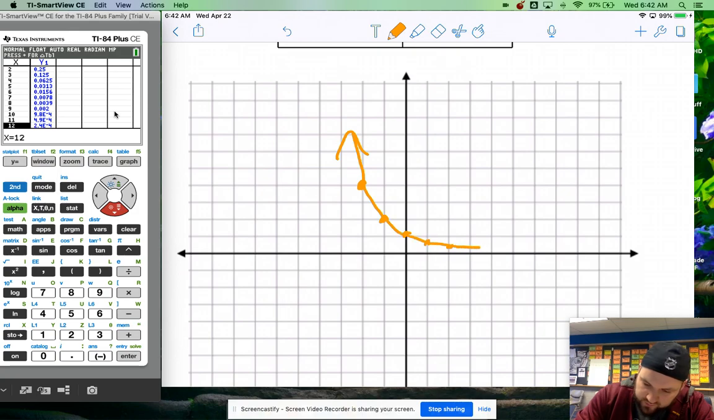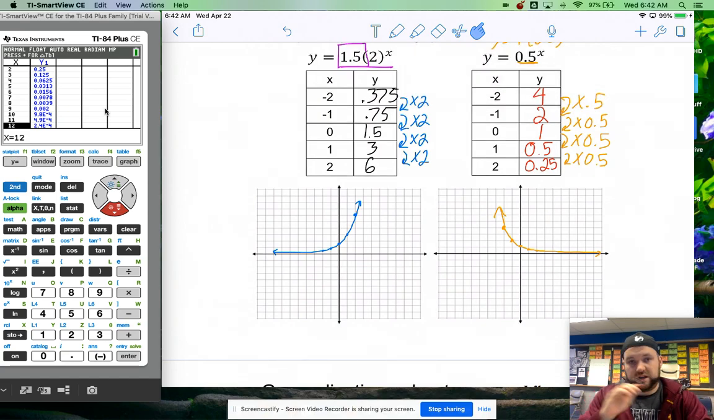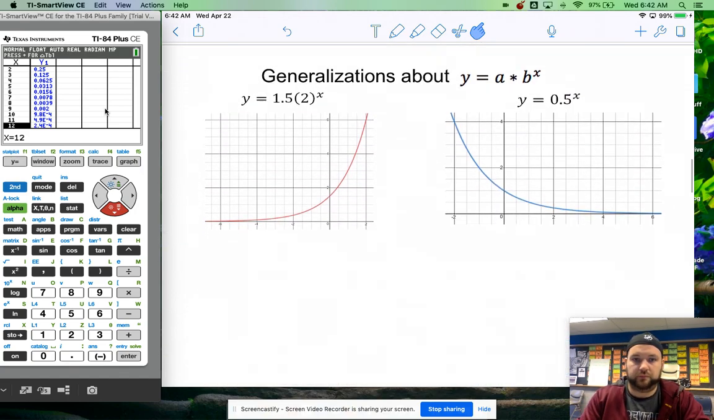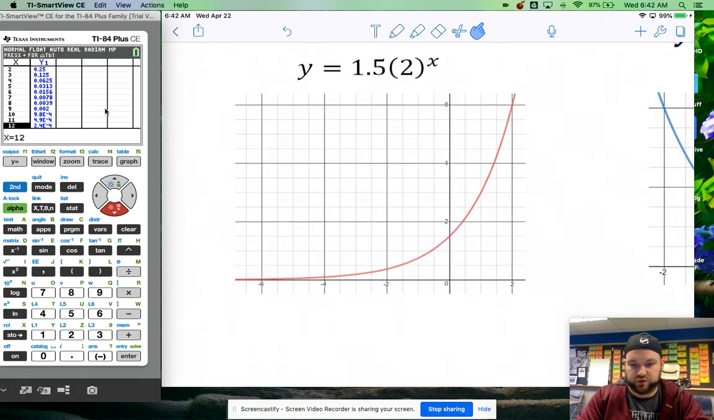So I have something like this, and I get close, but never actually touch 0, and it'll continue going on to the right. Okay, so we're going to talk about the difference between these two graphs. They're both exponential, but we're going to put some more definition on the difference between these. Okay, so here's a computer-generated model using Desmos of the graphs we just did.